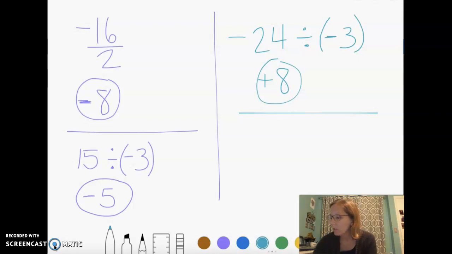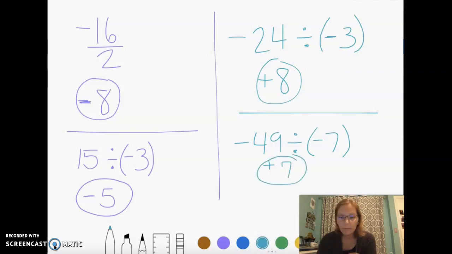And let's do one more of these division problems. Let's say we have -49 divided by -7. Two negative signs mean I'm going to have a positive answer, and 49 divided by 7 is 7.